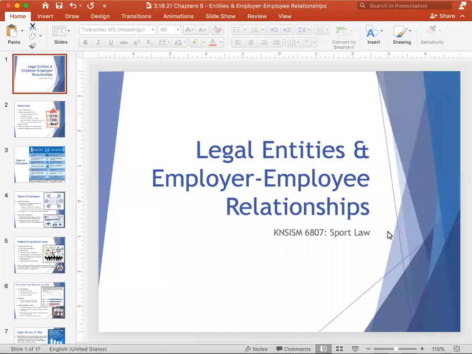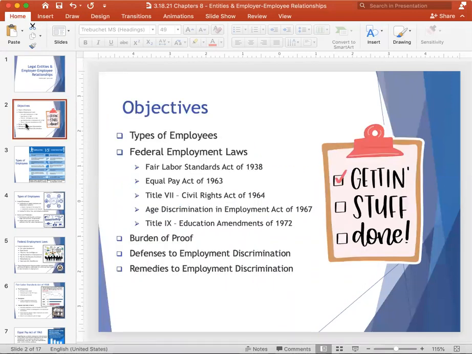This lesson will focus on legal entities and employer-employee relationships. Within this lesson, we will first distinguish the various types of employees and then discuss relevant federal employment laws that pertain to our industry, talk about the burden of proof broadly from the perspective of the plaintiff and the defendant, and then discuss possible defenses to an employment discrimination lawsuit, as well as remedies if a defendant was found liable for employment discrimination.